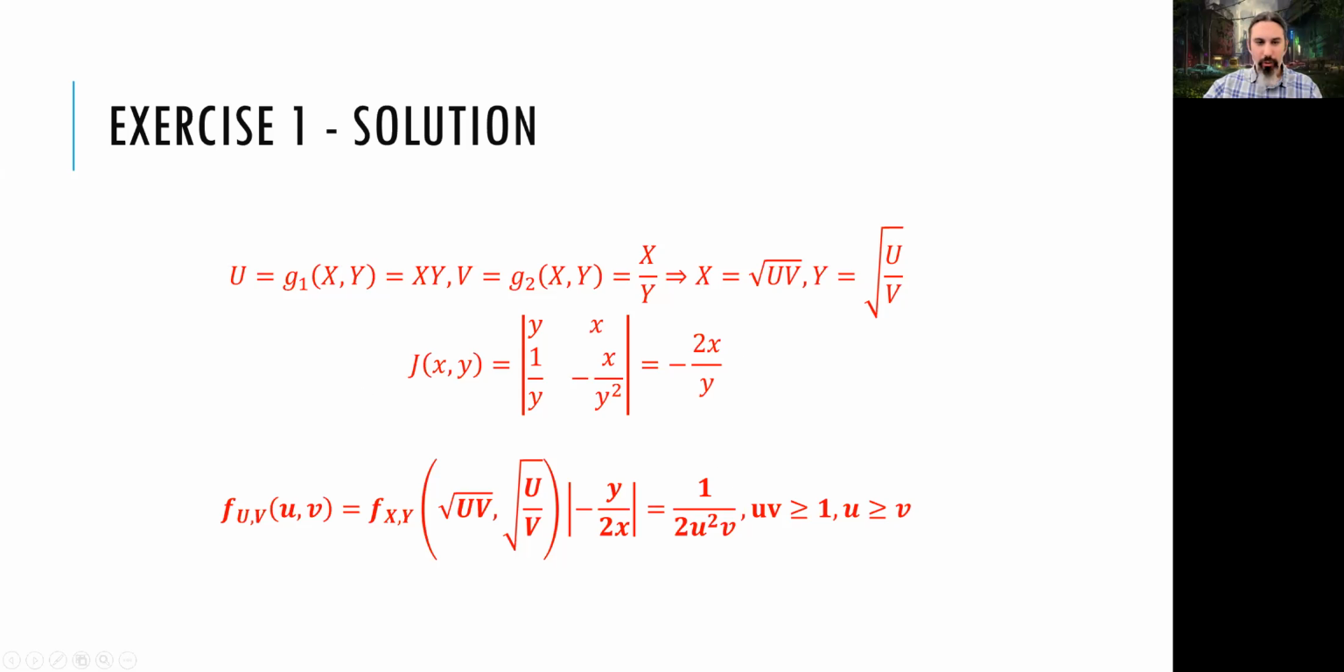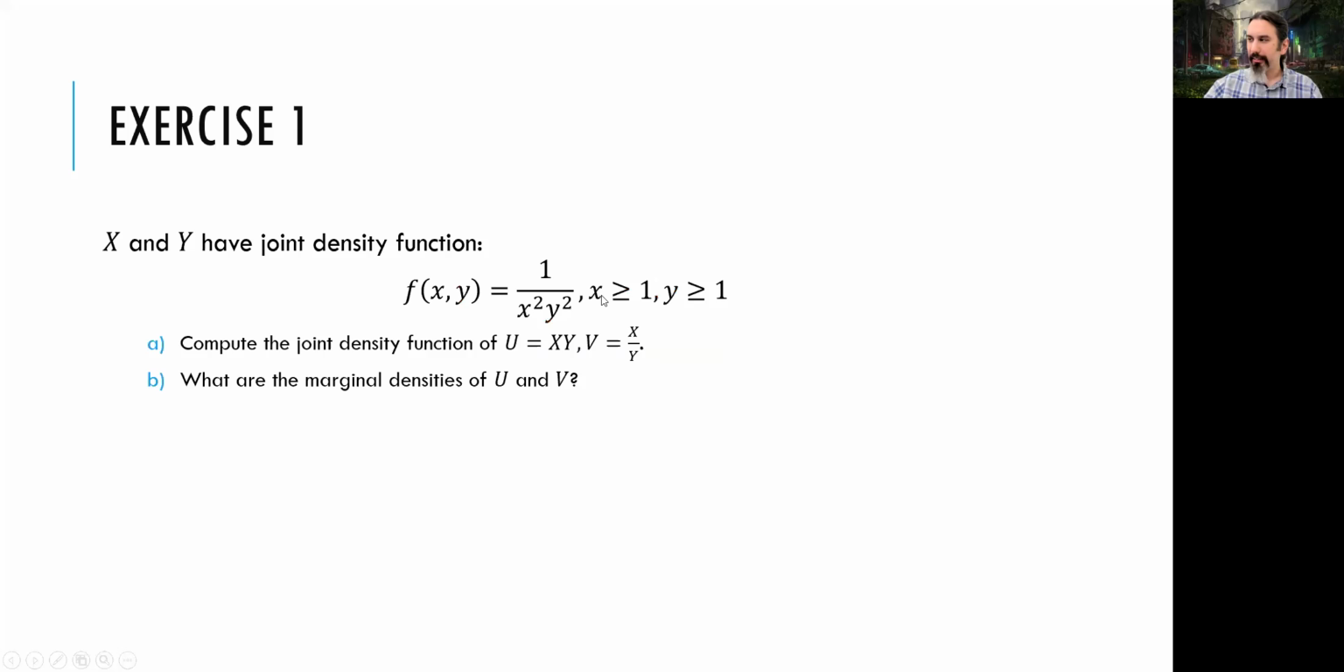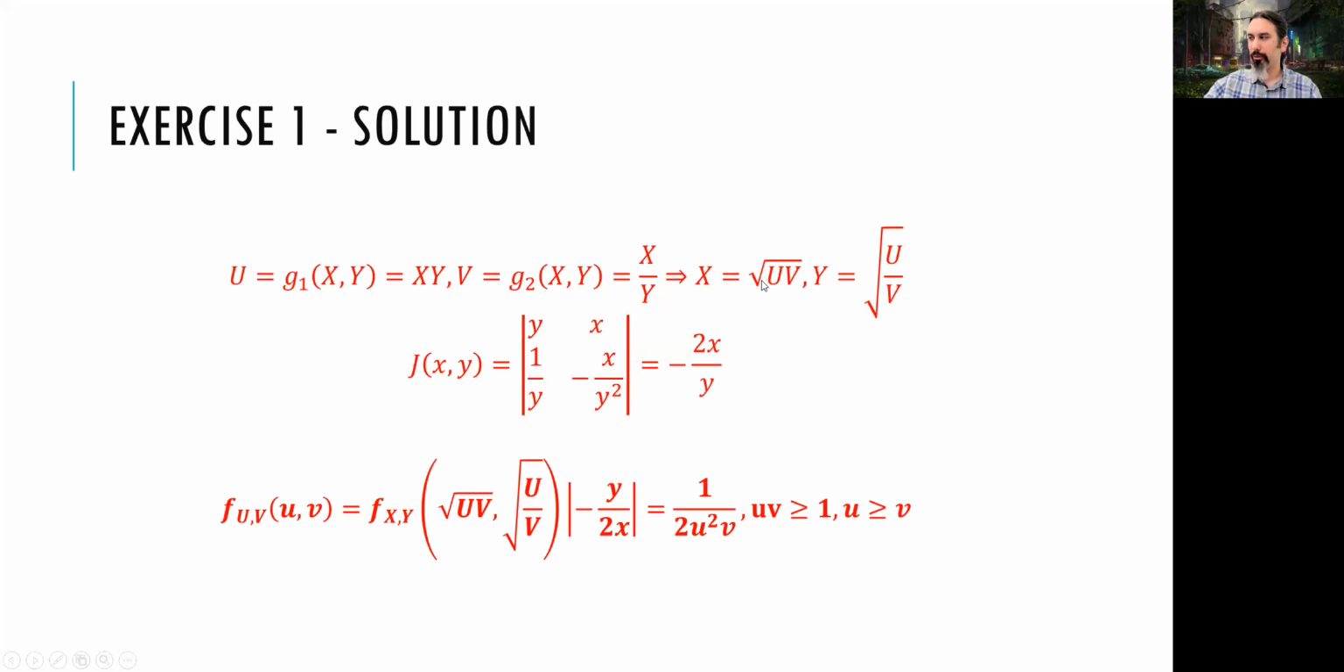Now, we know from the previous page that x is greater than or equal to 1 and y is greater than or equal to 1. We also know that x is equal to square root of uv. So square root of uv should be greater than or equal to 1, which means that uv is going to be greater than or equal to 1, which is one of our limits. And the other one is, we know that y is equal to or greater than 1, which means that square root of u over v is going to be equal to or greater than 1, which means that u should be greater than or equal to v, which is another of our constraints.